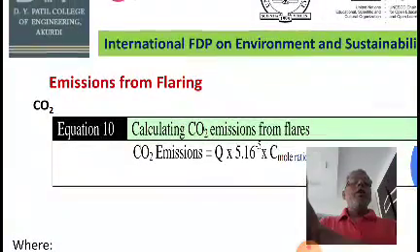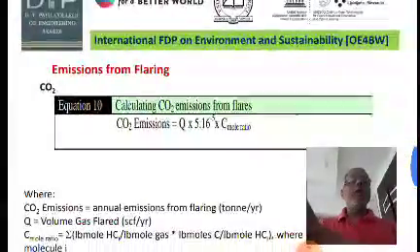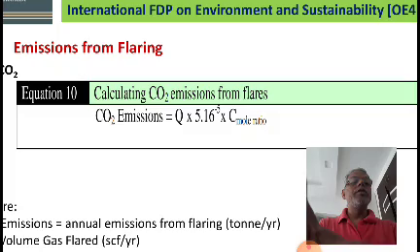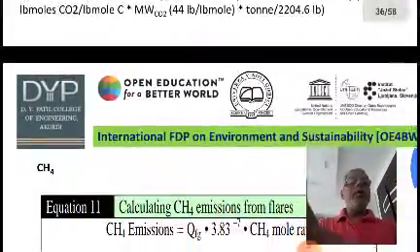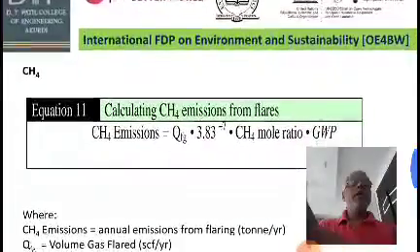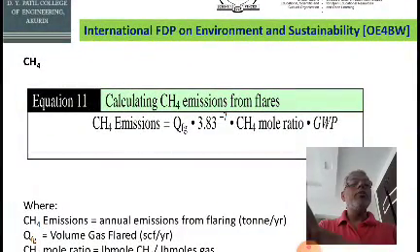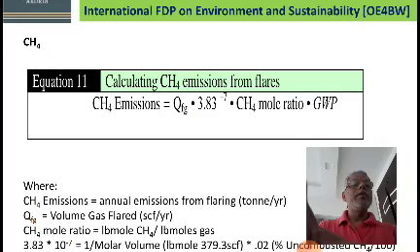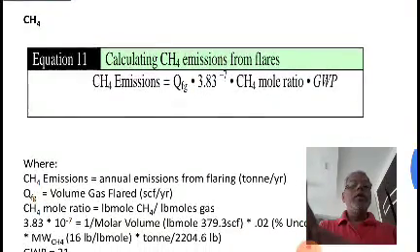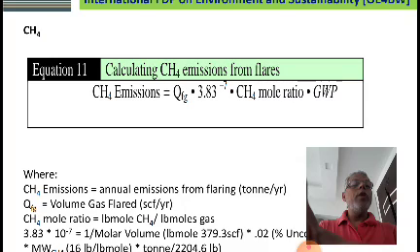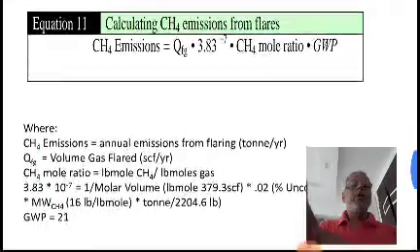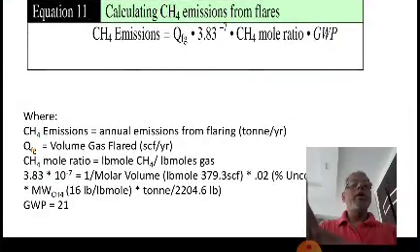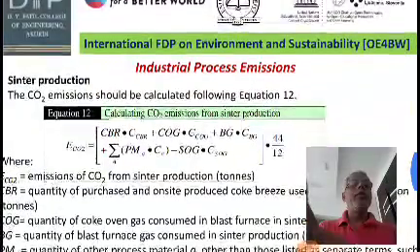So the emission from flaring, you can calculate by this equation: CO2 emission is equal to Q into 5.16 into 10 raised to power minus 5 into C mole ratio, right? Then calculating the CH4 emission from the flares, by this equation you can calculate this CH4 emission: Q Fg into 3.83 into 10 raised to power minus 7 into CH4 mole ratio into GWP. So by this equation, you can calculate the CH4 for the flaring.